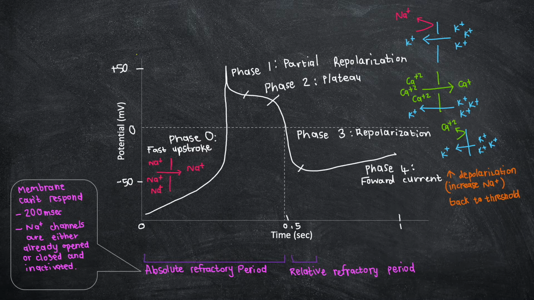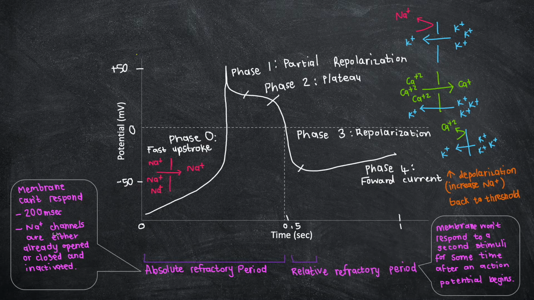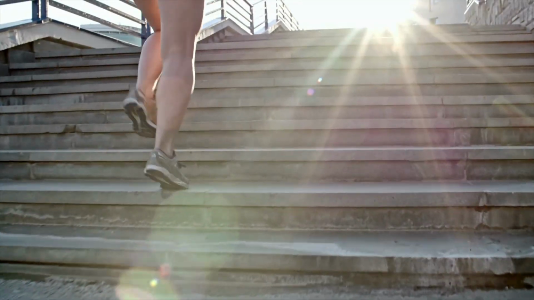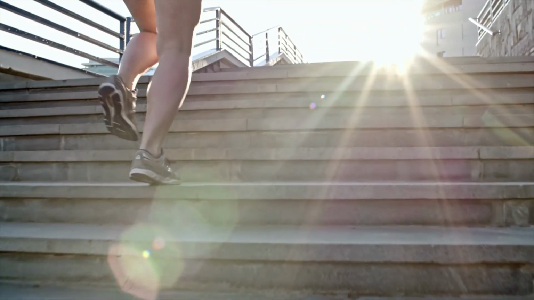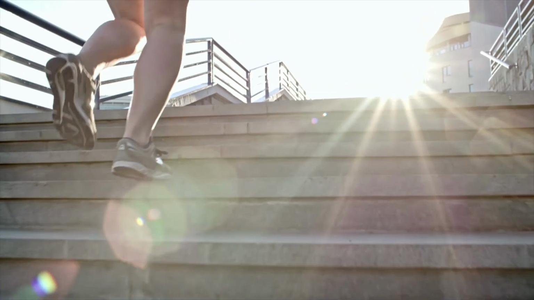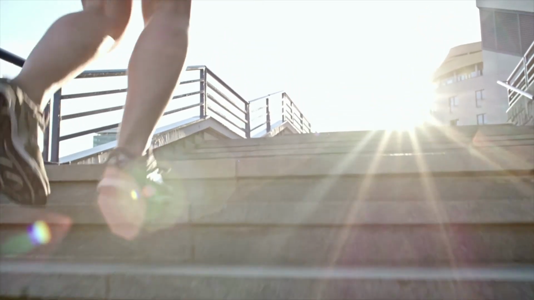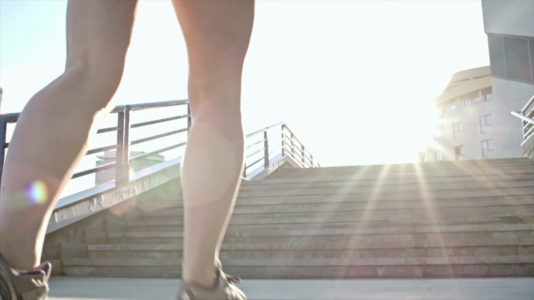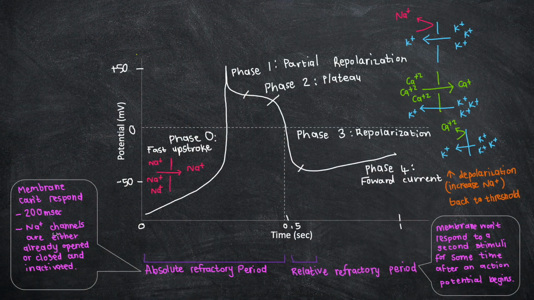The relative refractory period is when the membrane won't respond to a second stimulus for some time after an action potential has begun, although it will respond to a stronger than normal stimulus and then another action potential will begin. The action potential of a ventricular contractile cell lasts up to 300 milliseconds, about 30 times as long as the action potential of a skeletal muscle cell.